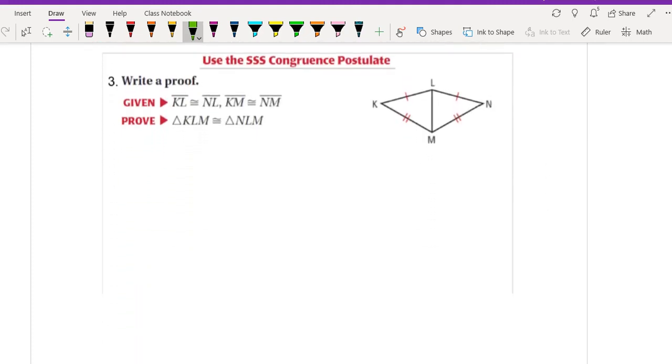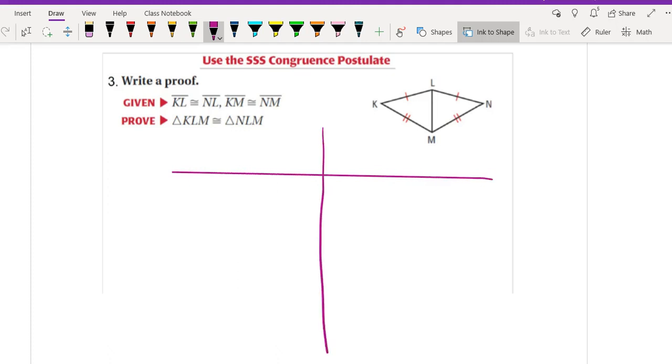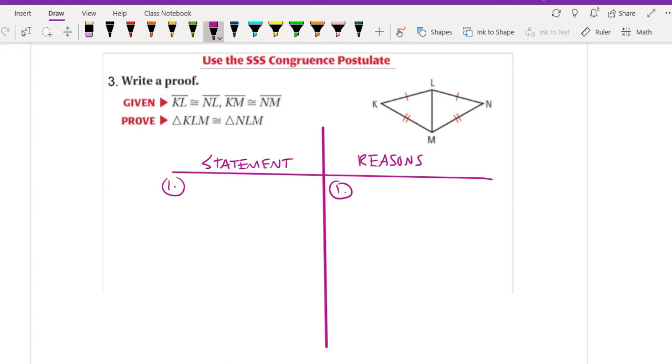So let's write a proof. Now this is a lot nicer because now I won't have to do anything about angles. I can just show that if all three sides are congruent, then the triangles are congruent. If I don't have a table, the first thing you want to do if you have a proof to write is to make your own little table. I'm going to do that here with my ink to shape button. Left side is always the statements you're about to make, and those statements are usually mathematical statements. And on the right side, we have reasons based on either definitions or postulates or theorems. And of course, the first reason, as always, is given.